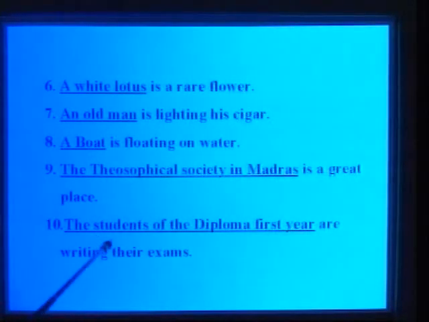Then observe the 10th sentence here: the students of diploma first year are writing their exams. It is not simply students. All the students are not writing, may not be writing at least. But you are telling something about diploma first year students. So the students of diploma first year become the subject in this particular sentence. Is it clear? I hope it is clear with these examples. See, a subject can be in one word or maybe in many words.